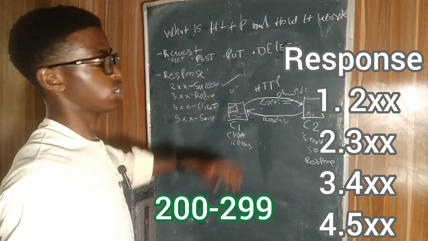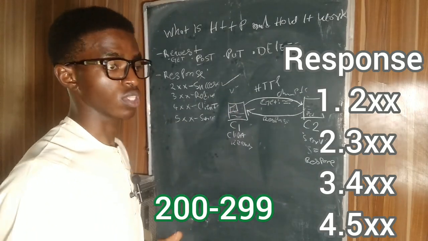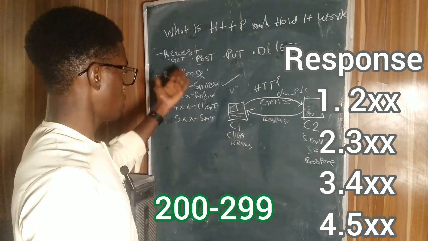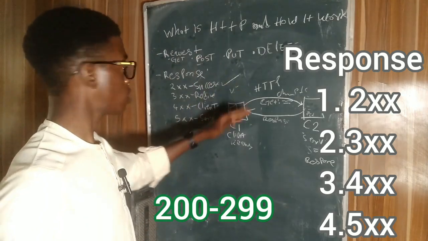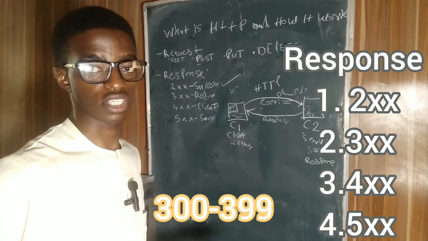All what you're going to get is going to be a success. That means it has been done. The information must be a success. Then 300 is all about redirection.